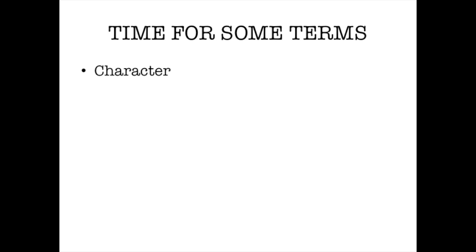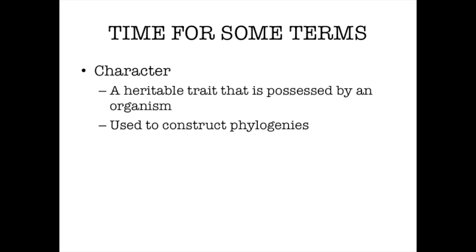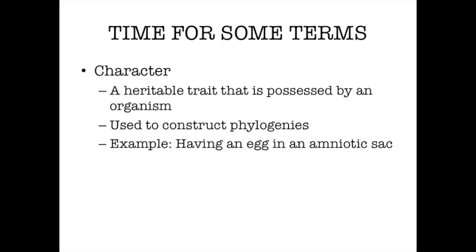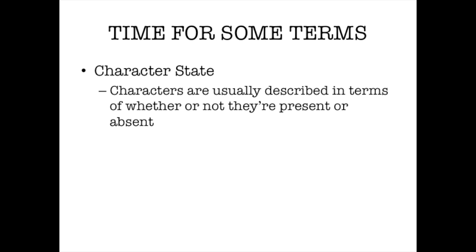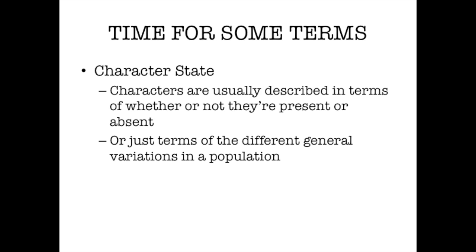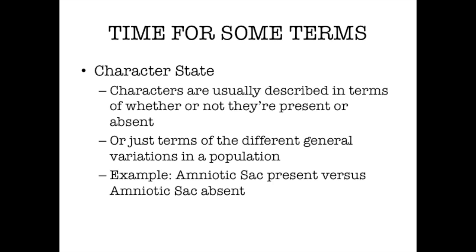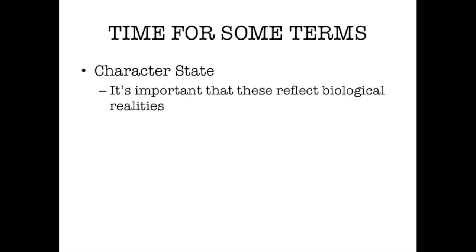Let's move on. A character is a trait that is possessed by an organism that we use to define phylogenetic trees. A good example of a trait is having your egg in an amniotic sac. Now, a character state is the way that we describe a certain character. So, for example, we can describe whether they're present or absent, or we can describe natural variations in a population. So for the first example, whether or not you have an amniotic sac, and for the second, the length of quills.